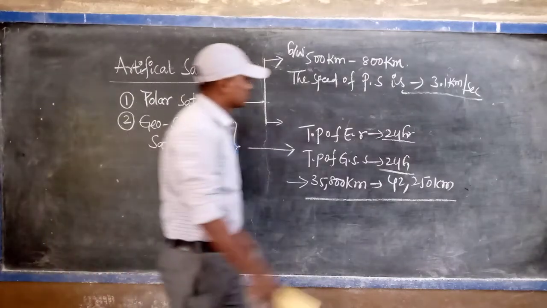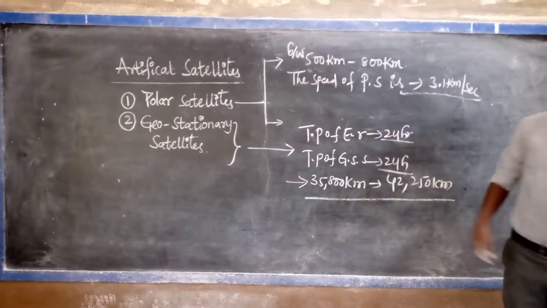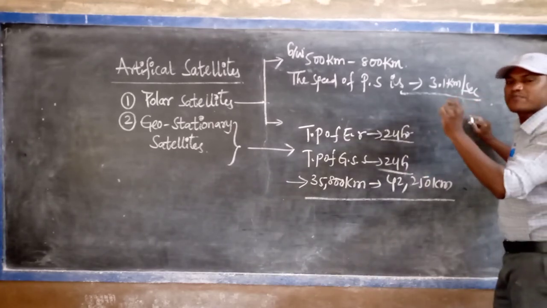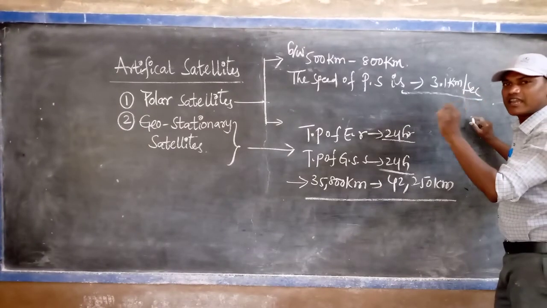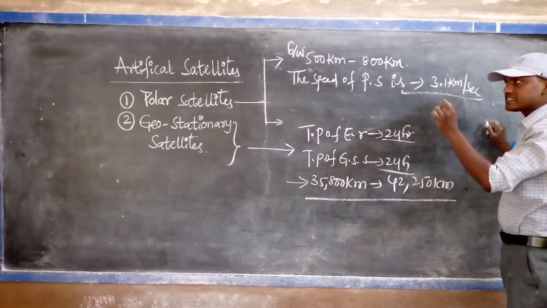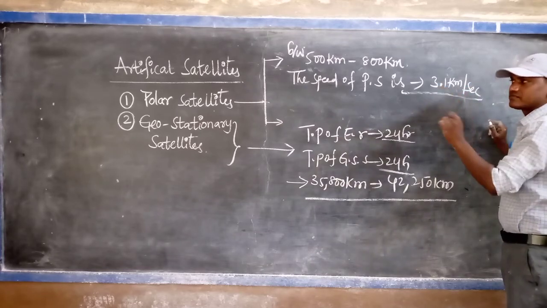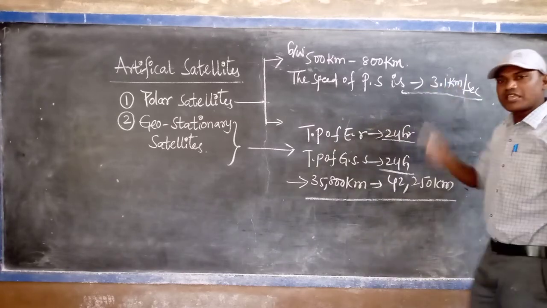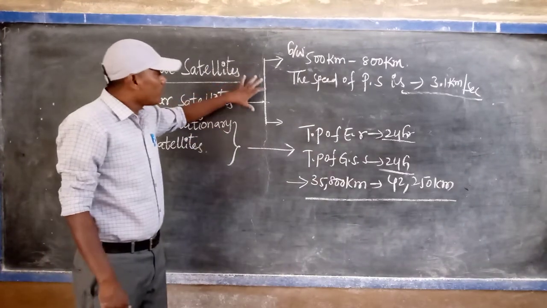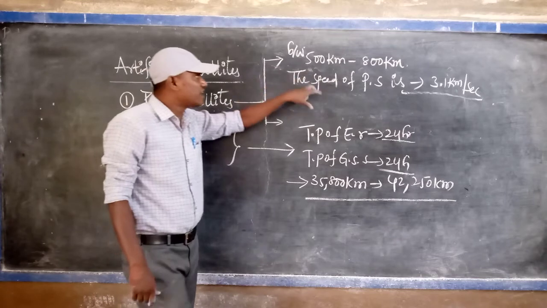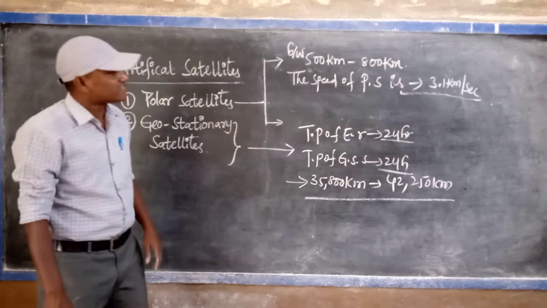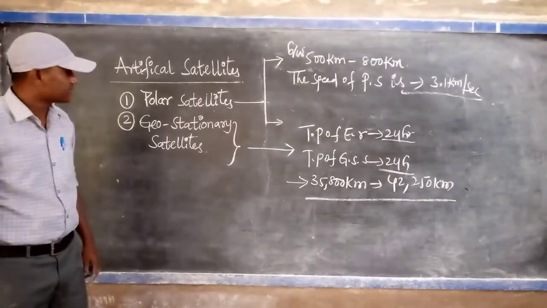So once again, observe very clearly. Polar satellites are the satellites whose time period of revolution is nearly 100 minutes, or whose orbital plane is perpendicular to the equatorial line of the earth. The polar satellites' altitude from the surface of the earth is 500 kilometers to 800 kilometers. The speed of the polar satellites is 3.1 kilometers per second.